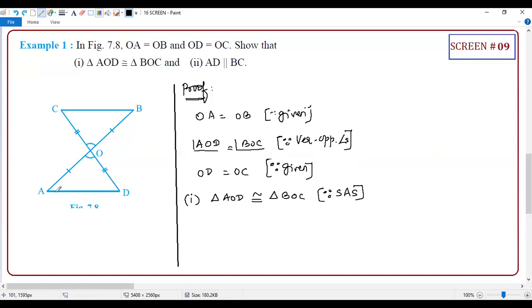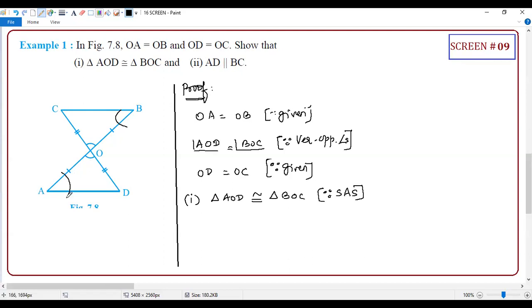Now how to prove AD is parallel to BC? Directly you don't have CPCT. Your CPCT will say this angle equal to this angle, and these two sides are equal, but it is not saying anything about parallel. This is the time you use your lines and angles theorem that you have learned. If I prove this angle equal to this angle, then these two lines must be parallel.